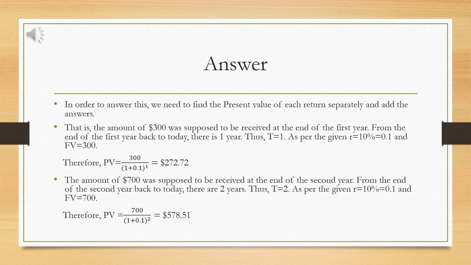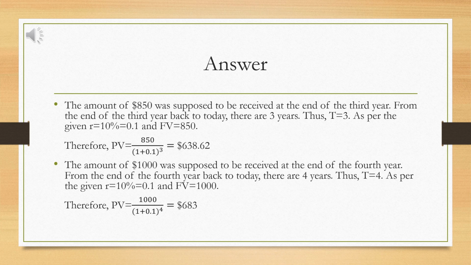The amount of $700 was supposed to be received at the end of the second year. From the end of the second year all the way back to today, there are 2 years. Thus, t is 2. As per the given, r is 0.1 and future value is 700. Therefore, present value of the second deposit equals 700 over 1.1 squared, which is $578.51.